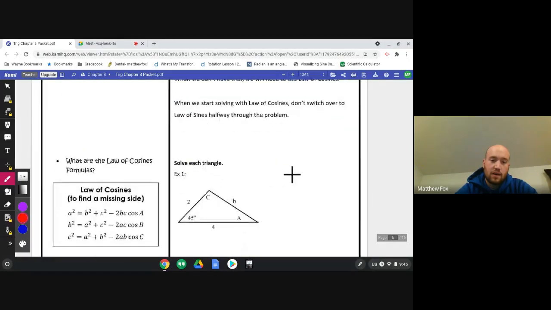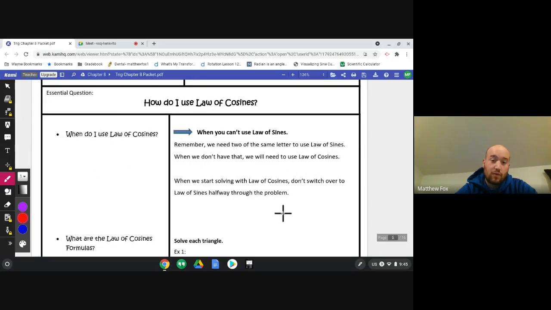So today we're going to talk about what to do if we don't have both an angle and a side that match up together, that are opposite of each other. If that's the case, we can use another formula called law of cosines. Now this is a little bit more complicated than yesterday's, but we'll practice and we'll get it down. Also, there's a note here.